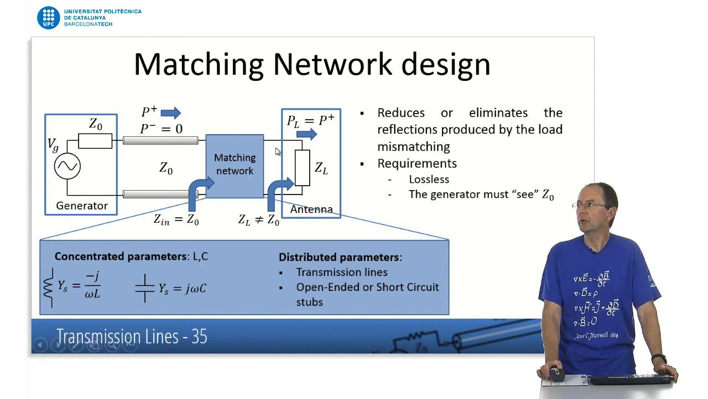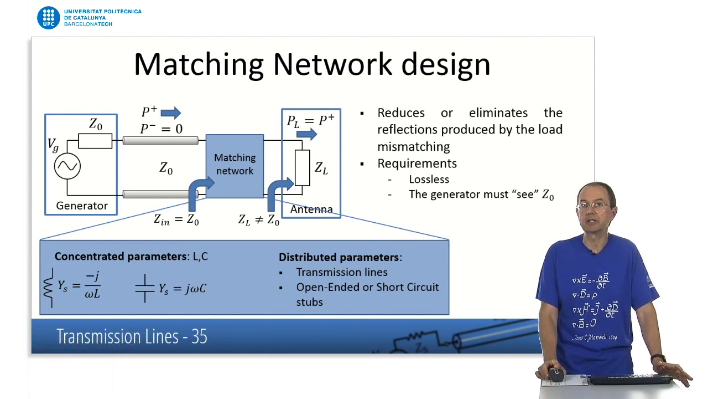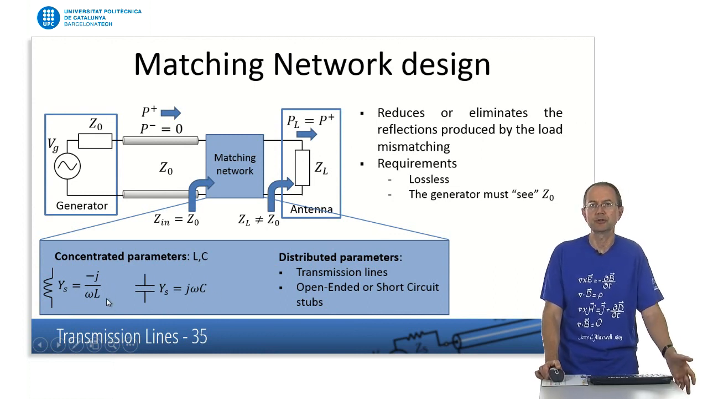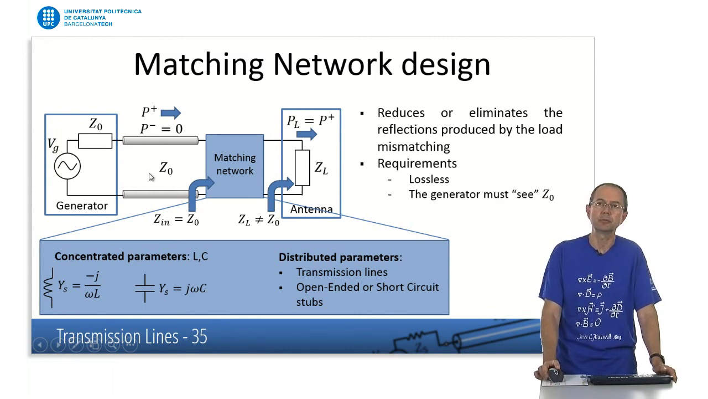So how are we going to design this matching network? Well, there are different technologies that we can use for this purpose. If we use low frequencies, say below 100 megahertz, in short waves for example, it is quite routine to use concentrated parameters, so we can use coils or inductors and capacitors. A network involving a few of these elements, with proper parameters and a proper configuration, L or pi, can match this impedance to the generator impedance.